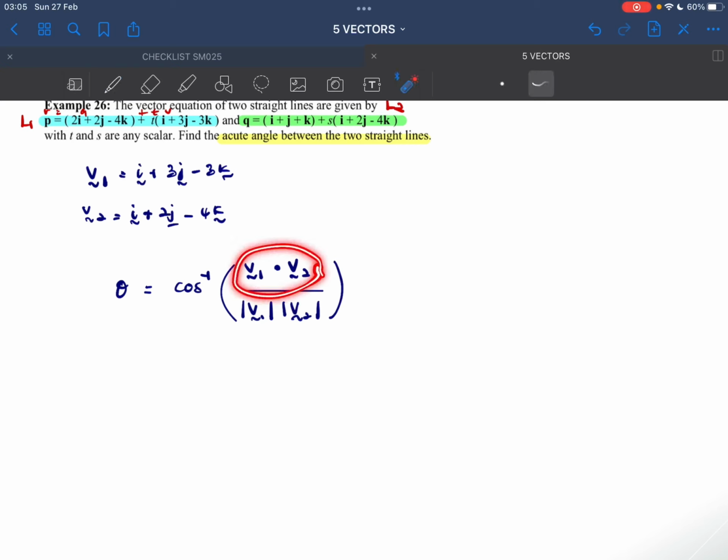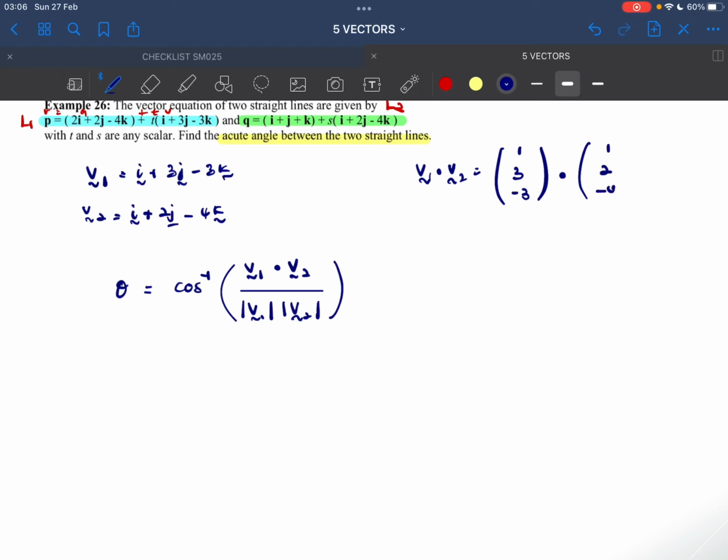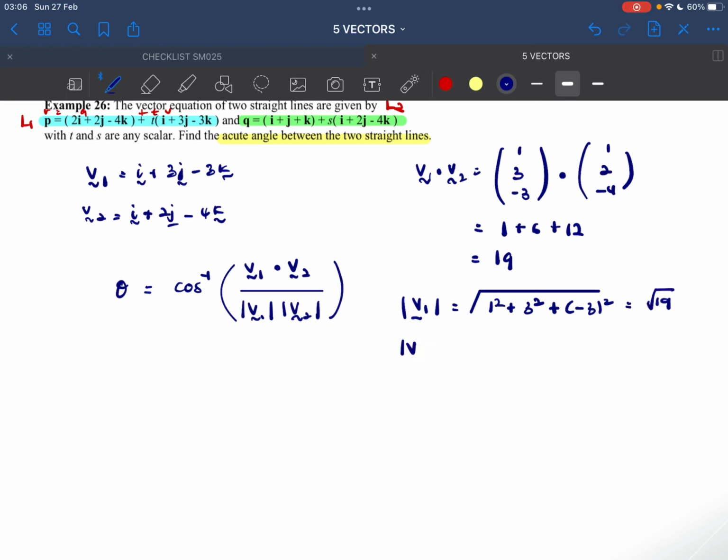So we are going to substitute everything inside this formula. Let's find v1 dot v2 first, the dot product between the two vectors. We have v1 equals (1, 3, -3) and v2 equals (1, 2, -4). So we have 1 plus 6 plus 12, which is 19. Then the magnitude of v1 is square root of 1 squared plus 3 squared plus negative 3 squared, which is square root of 19. And the magnitude of v2 equals square root of 1 squared plus 2 squared plus negative 4 squared, which is square root of 21.